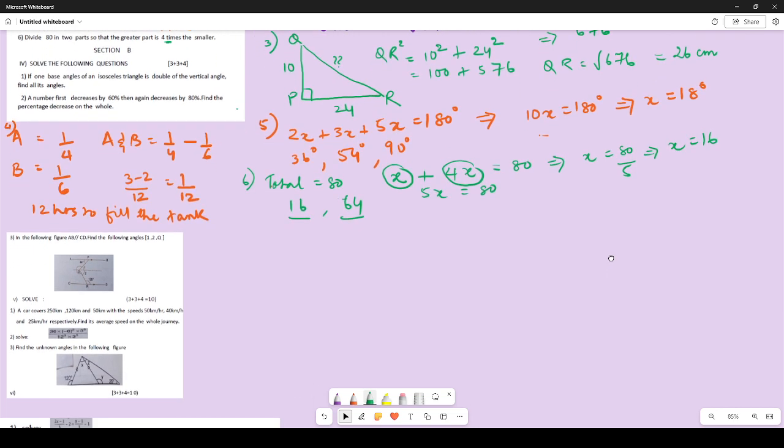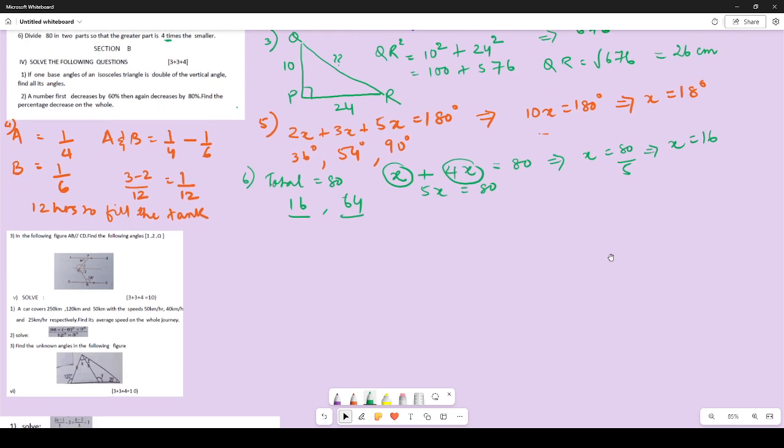Now let us move on to section B over here. So I'll take up this space once again, and let me change the color of my pen. Okay. One of the base angles of an isosceles triangle is double the vertical angle.